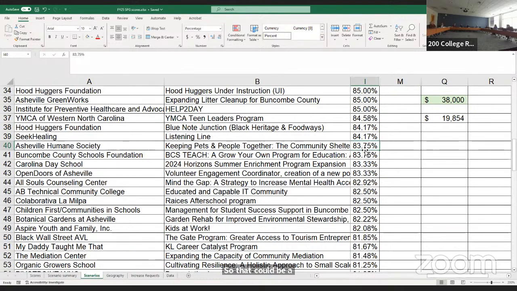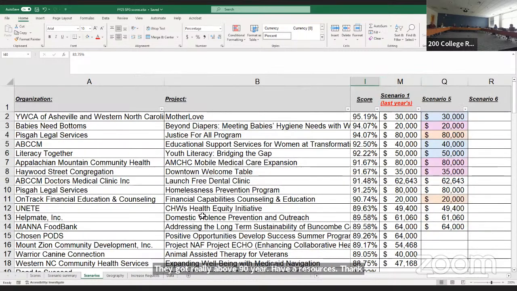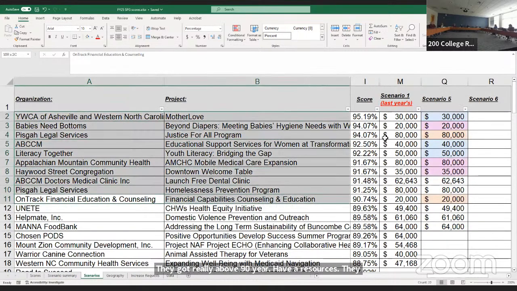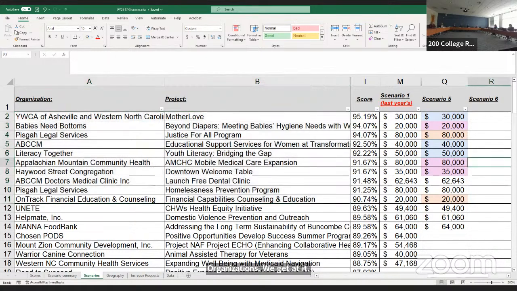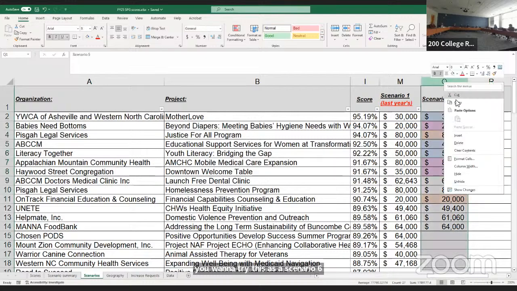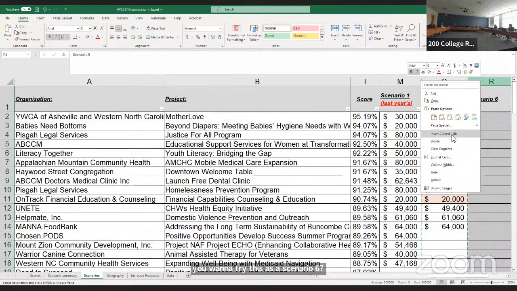I understand the full funding, but I think all these organizations that got really above 90 have resources that they can use. What about if we funded the top 90% at 85% and then everybody else at 80%, see how many organizations we get in? I think we got over 20, we're doing pretty well. Do you want to try this as a scenario 6, Angela? Not too complicated. We, AKA Angeline, can do it.